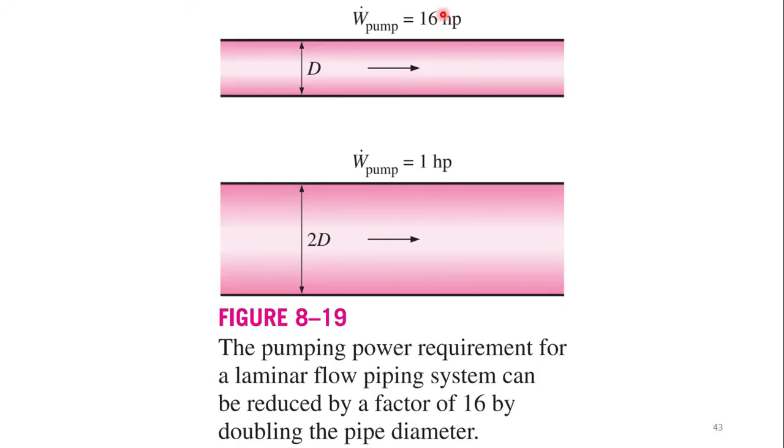This is a comparison: if we have a tube of diameter D, and its pumping power is equal to 16 horsepower, and we simply double the diameter of the tube, we will see that the pumping power is reduced 16 times. So the pumping power requirement for a laminar flow piping system can be reduced by a factor of 16 by doubling the diameter of the pipe.